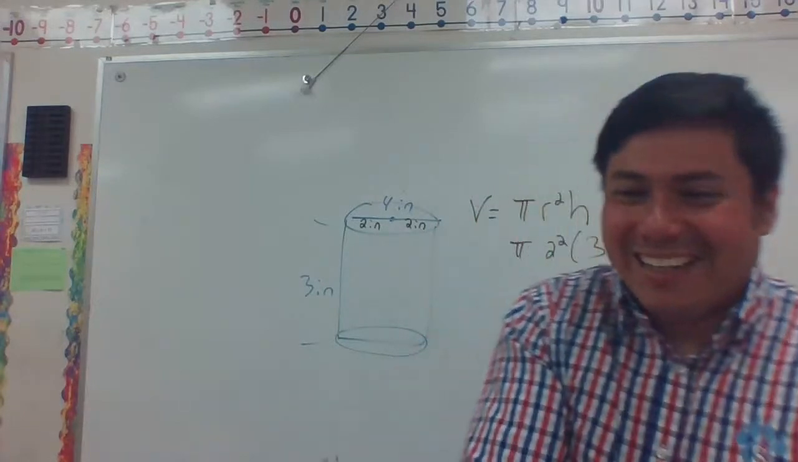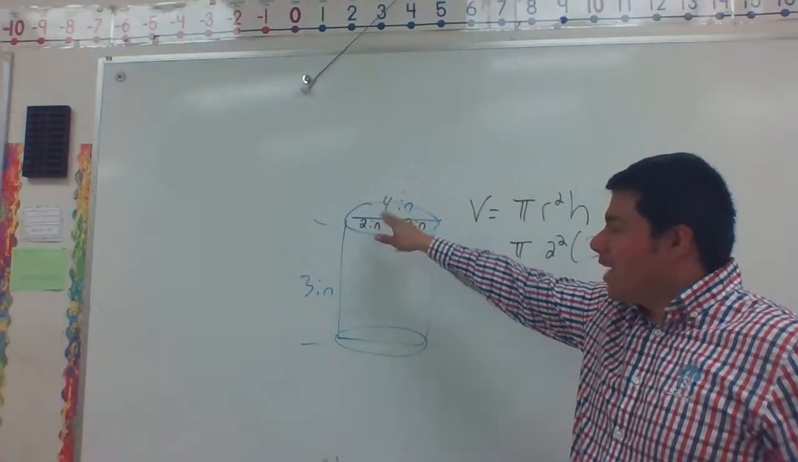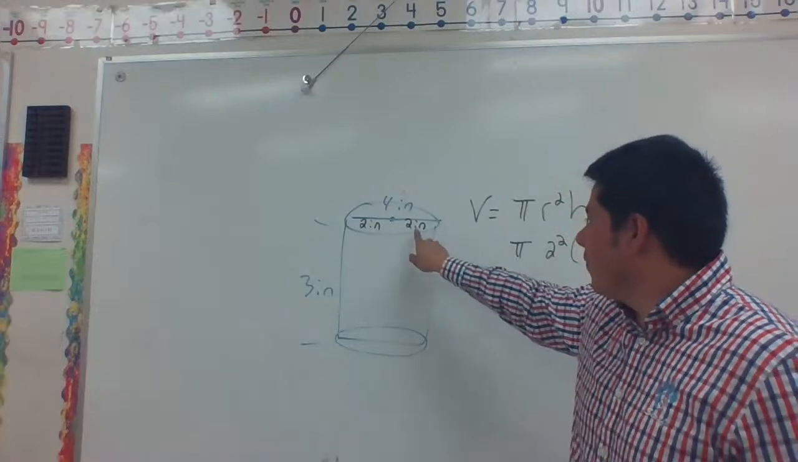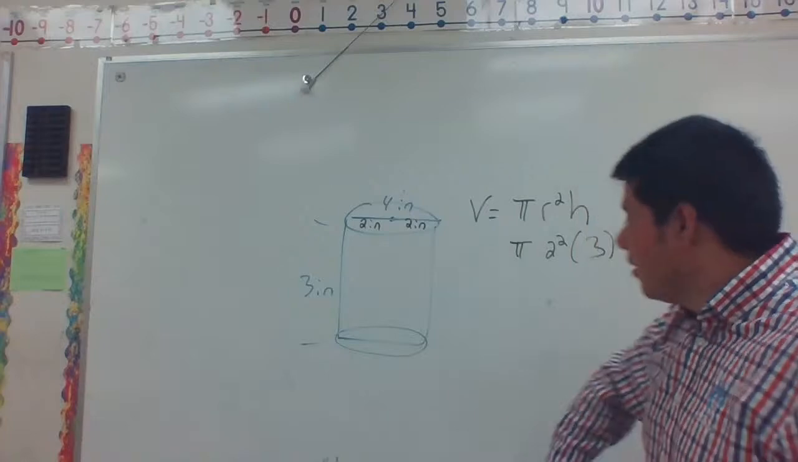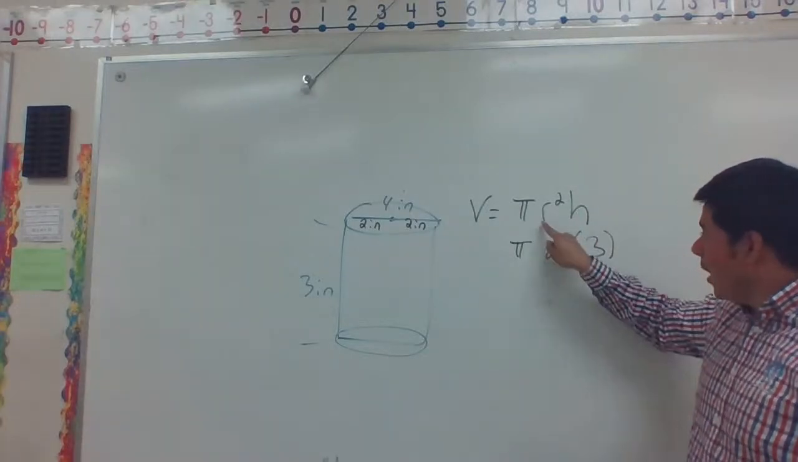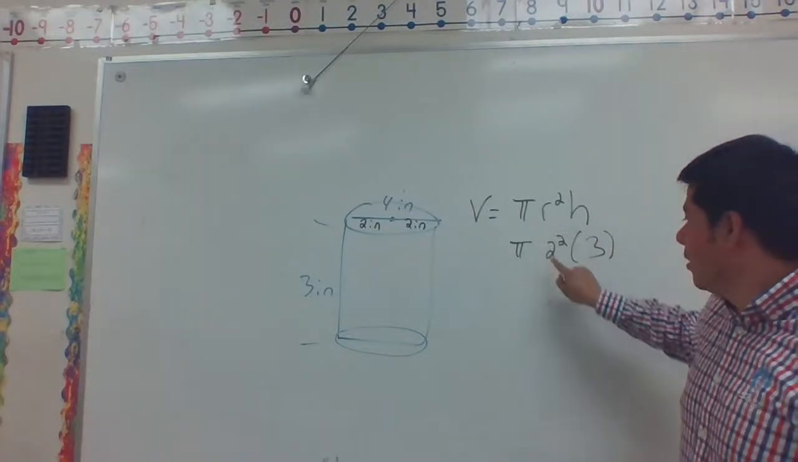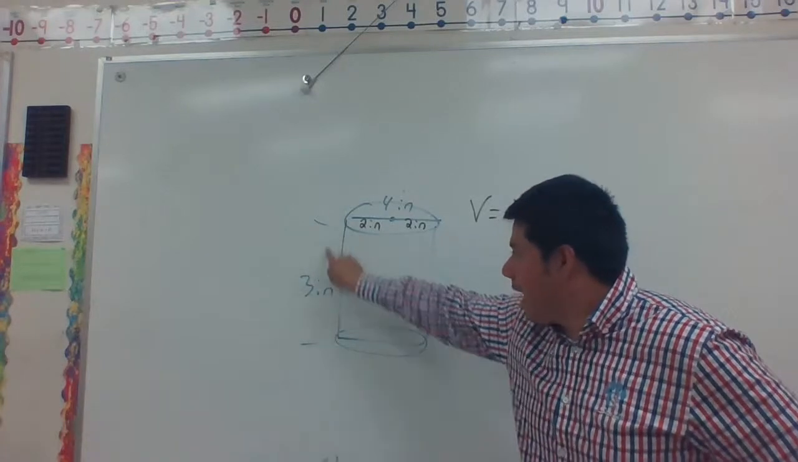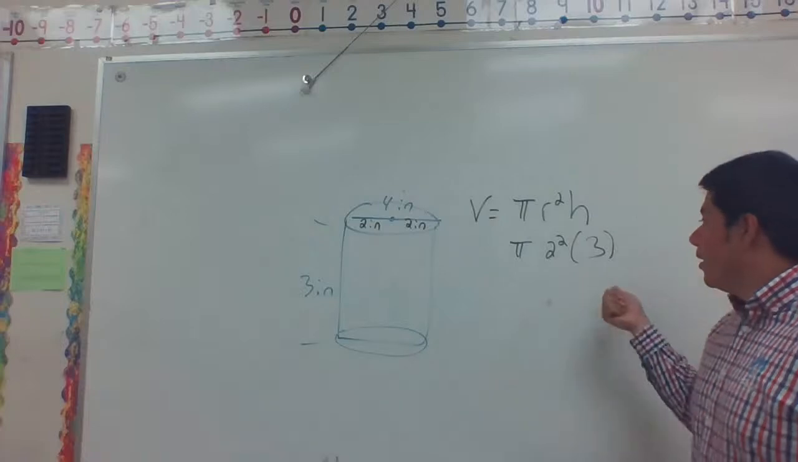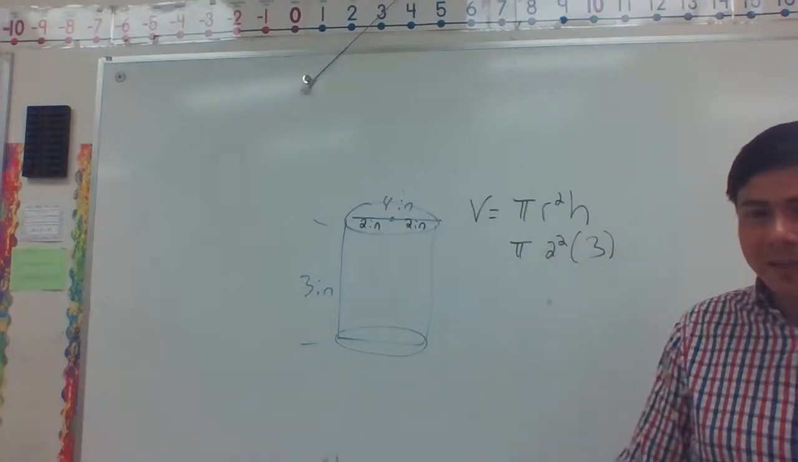Anyway, so I took the 4 diameter, I cut it, chopped it in half. 2 is here. I'm just gonna grab 1 because I just need 1 radius, okay? So I put it here. I just substitute. And the 3 is from the height. This is the height of the object. I plugged it in, and that's where I'm at now, okay?